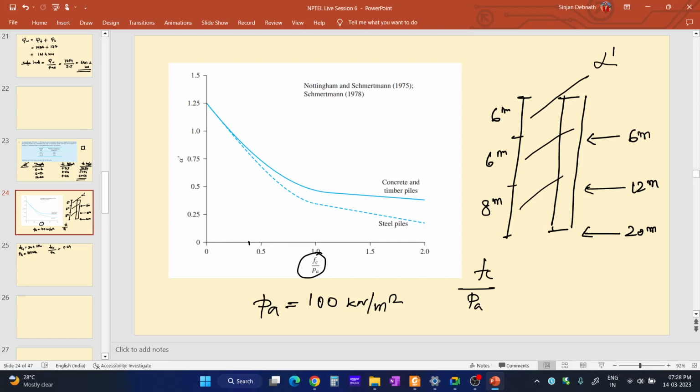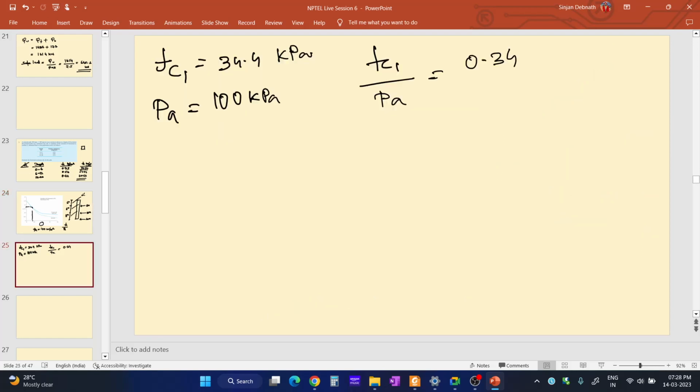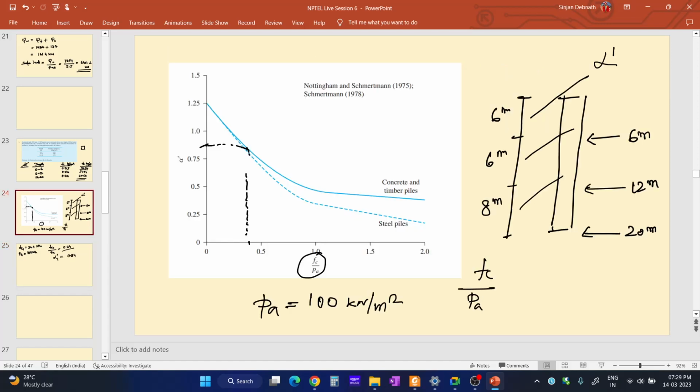0.34 will be somewhere over here, and this is a concrete pile, as given in the question. If we draw a line like this and extend it onto the y-axis, we will get the value of alpha dash. So for the first segment, where FC1 by PA is equal to 0.34, alpha dash 1 from the curve is around 0.84.